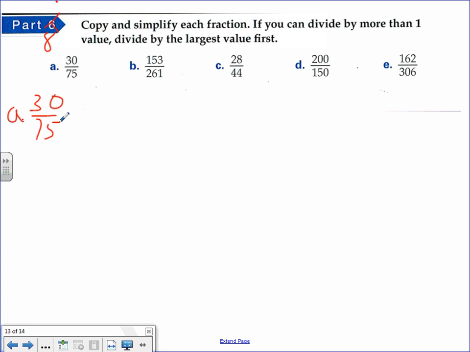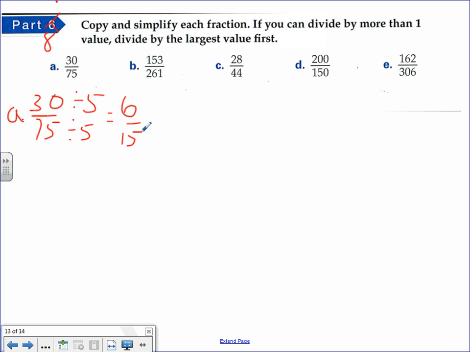To be divisible by 5, the number either has to end in a 0 or a 5. Well, I see that 30 ends in 0, and I see that 75 ends in 5. So I know that I can divide both of these by 5. Okay, so I'm going to divide both of these by 5. 30 divided by 5 is going to give me 6, and 75 divided by 5 is going to give me 15. Now I need to check to see if I can keep going here.